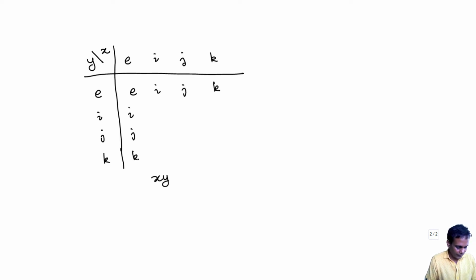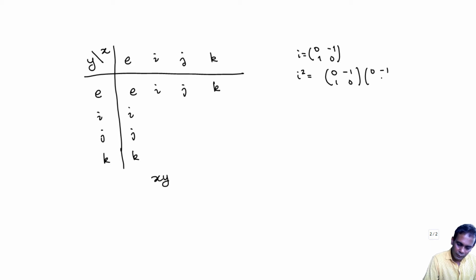Now what about I into I? Remember, I was the matrix [[0, -1], [1, 0]]. So I into I is [[0, -1], [1, 0]] into [[0, -1], [1, 0]]. And this turns out to be, by matrix multiplication, minus E. Okay, I will not do these explicitly, but you can easily also check that J into J is minus E, and K into K is minus E.